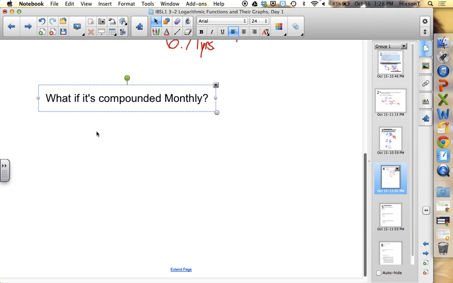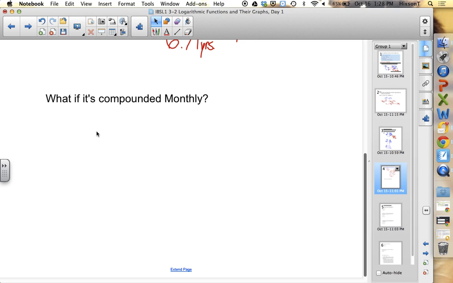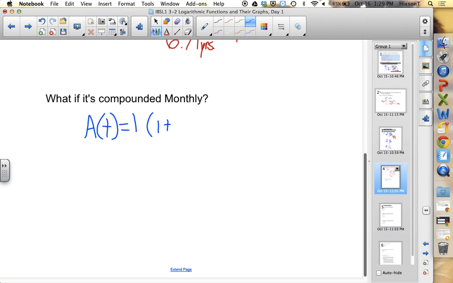All right. Well, we have a slightly different formula. Does anyone remember it? One plus r over n, to the nt power. Don't forget the P in the front. How many years was it? Well, we're solving for the number of years. But what if it's compounded monthly?